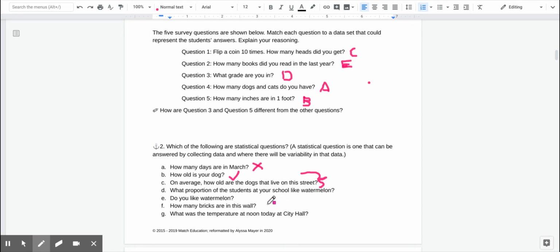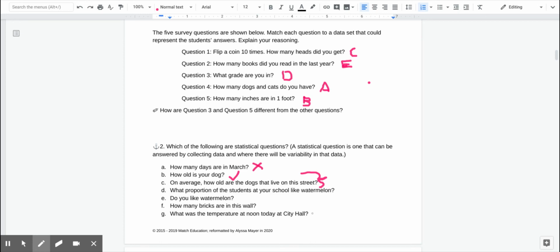How many bricks are in this wall? Not a data set. We can count them. There is only one correct answer. What was the temperature at noon today at City Hall? This is another case where if we ask a bunch of people in a bunch of different cities, we'll get a data set. If we're simply talking about our city, then we won't get a data set.